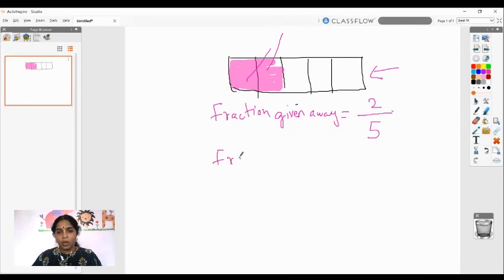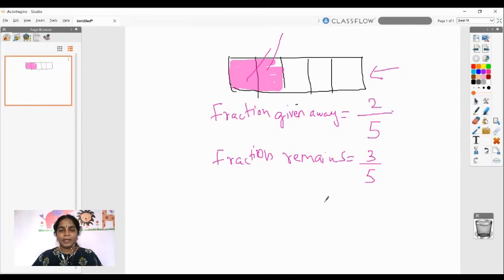Now if I ask you, what is the fraction of bread that remains? How much of the bread remains? Again, the denominator will not change because the total number of parts in that bread is 5. But how much is remaining is no more the pink color. The white color is what is remaining. How many white color parts are there? 3. So 3 by 5 is remaining.